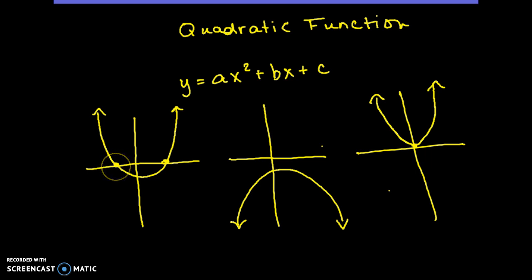But before we get into all this, we're going to talk about how we factor this quadratic function. So keep in mind it's in the form of ax squared plus bx plus c, where a and b are the coefficients and c is the constant.